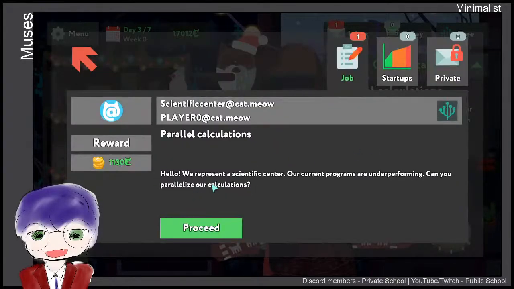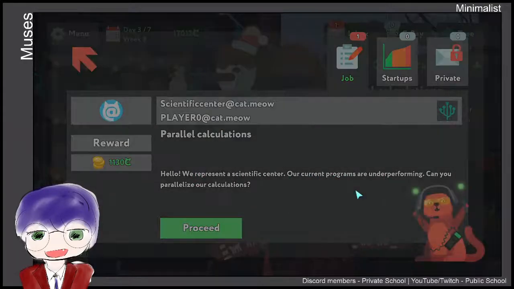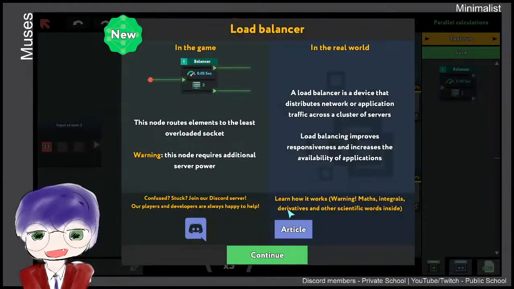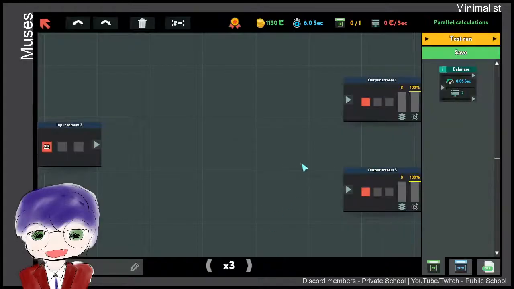Parallel calculations. Scientific center. Can you parallelize? Okay, so now we're getting into load balancing. Your nodes need computing power. Certain nodes require more than one server. The more servers, the more expensive your scheme becomes. Distributes network load. Load balancing improves responsiveness and availability by sending work to the least overloaded socket. It requires additional server power. I mean, it happens.